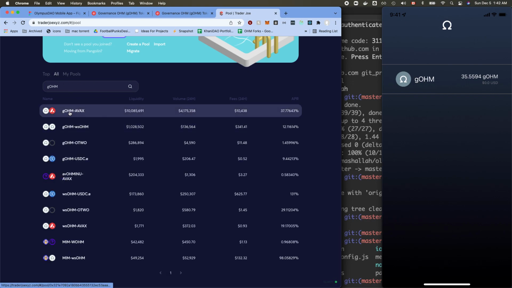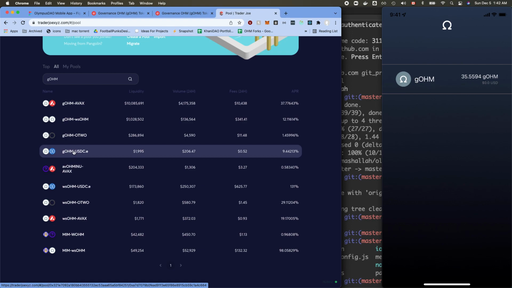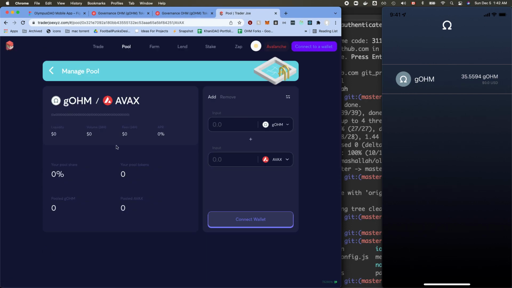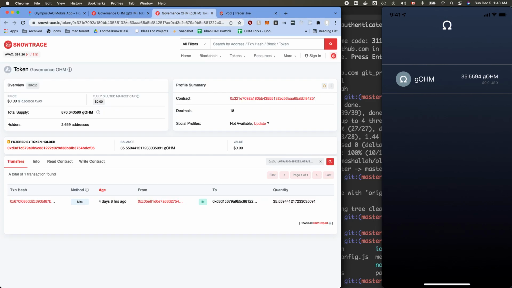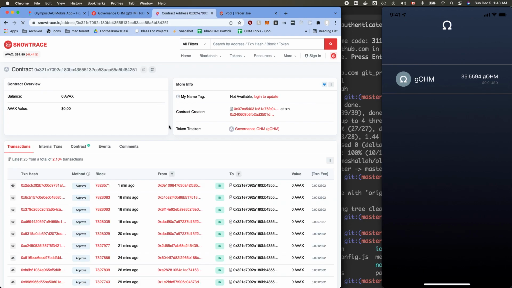gOhm AVAX. Oh, interesting, because we got a gOhm wrapped staked Ohm, and at the same time a gOhm USDC. None of these really have that much liquidity. I think this is the best pool to take a look at if we are thinking about a proper pool that will always give us the correct price. So let's come here and take a look at this address.